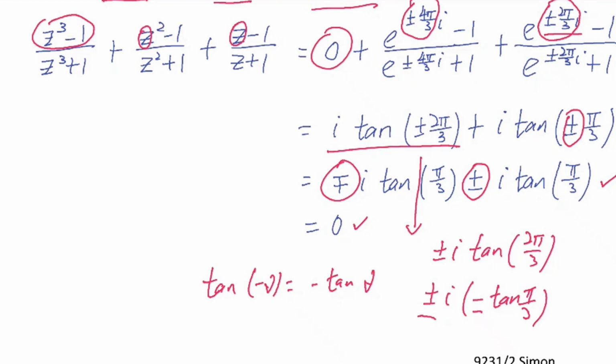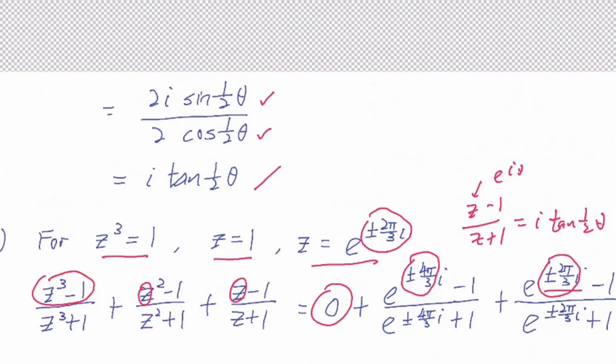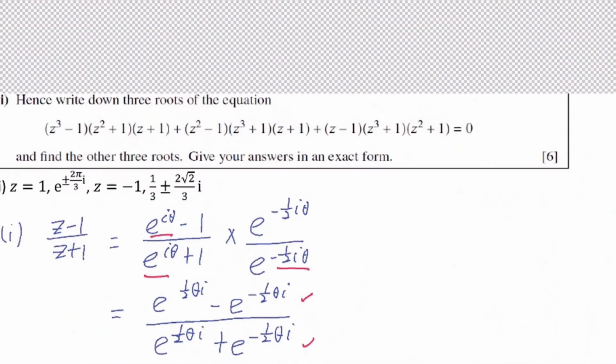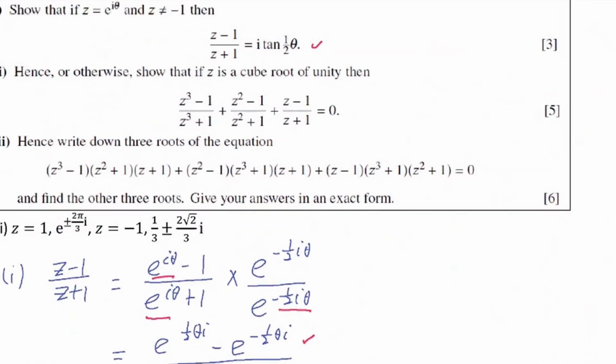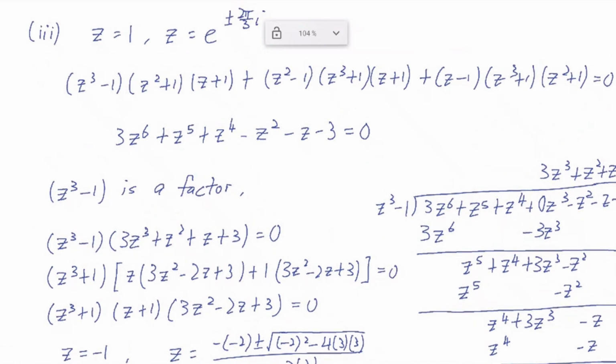So this is one of the ways for us to simplify this. You could also look at the masking; there are a lot of alternatives that we could do here. But for the last part here: hence write down the three roots of this equation and find the other three roots, give your answer in an exact form. So this is really a lot of work to do. So first is to look at this.